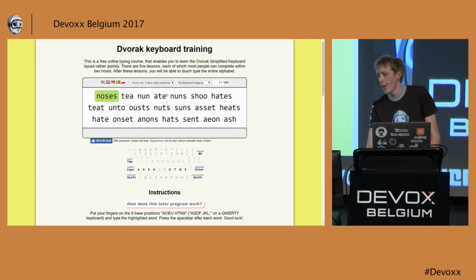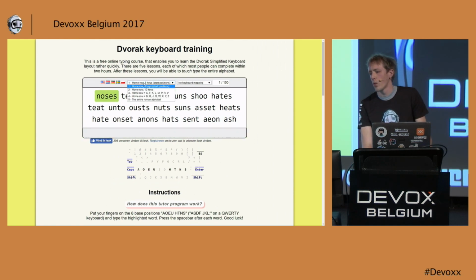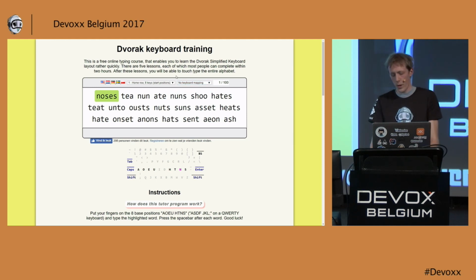So you can say I'm going to do a lesson, just a home row, or more keys, or the entire alphabet. And you can also map your keyboard, so you don't even have to configure anything in your OS. You can just map your keys to Dvorak if you want. This is a great way to start, I guess. I liked it anyway.